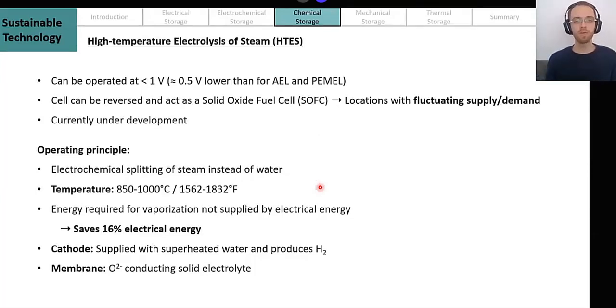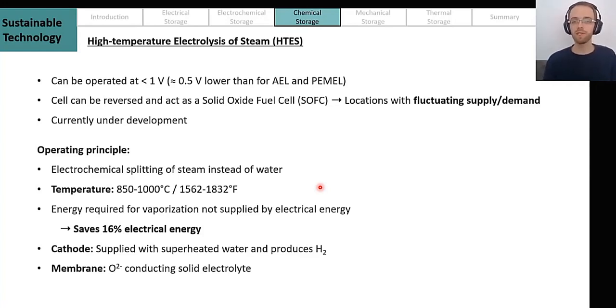The third kind of electrolysis builds on one of the concepts I discussed in the thermodynamic chapter. This is that when we're using steam instead of liquid water, we can operate the cell at lower potentials. So with this kind of high temperature electrolysis of steam, or HTES, we can operate the cell at lower than 1 volt. This is usually around half a volt lower than for the AEL and PEMEL process.